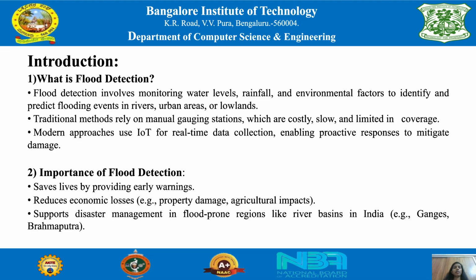So, introduction. What is flood detection? Flood detection involves monitoring water levels, rainfall, and environmental factors to identify and to predict flooding events in rivers, urban areas, or lowlands. Traditional methods rely on manual logging stations, which are costly, slow, and limited in coverage. Modern approaches use IoT for real-time data collection, enabling proactive response to mitigate damage.